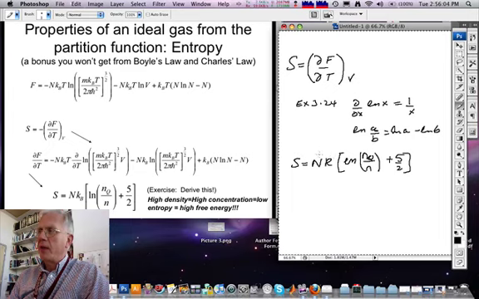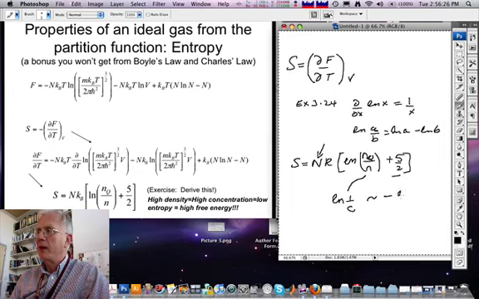First of all, notice that the entropy scales with the number of particles. It's an extensive quantity, as it should be. This additive constant was really a triumph for Sackur and Tetrode, who derived this result, since it set the absolute scale of entropy. But we have in here the very important result that the entropy scales like the log of 1 over the actual concentration, or minus the log of concentration.